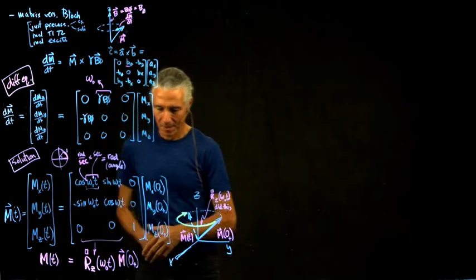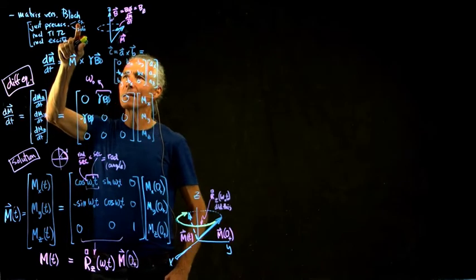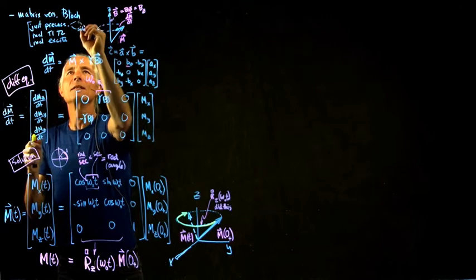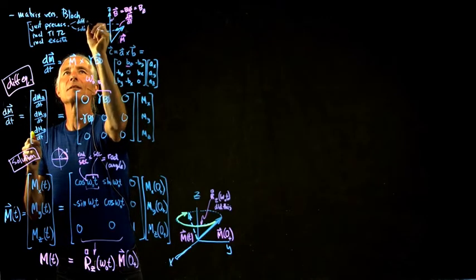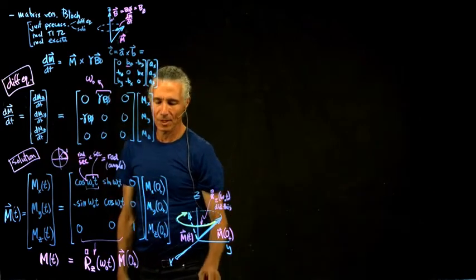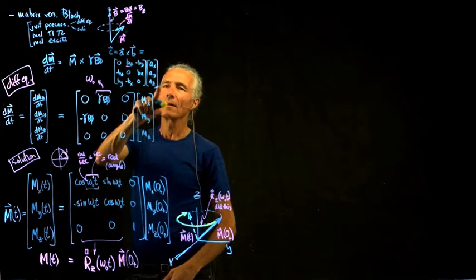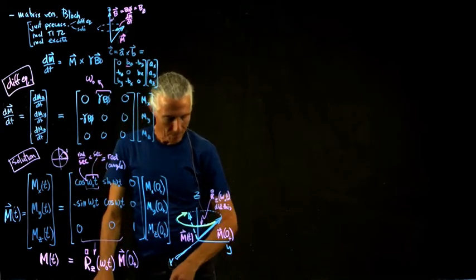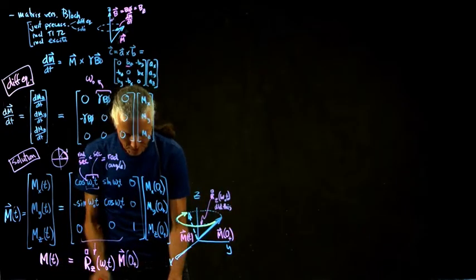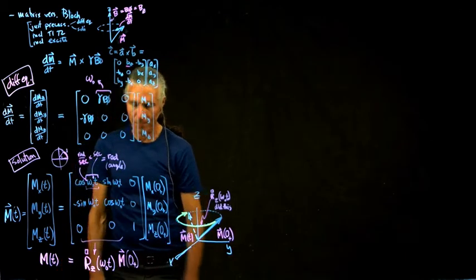Okay, so that's just precession. So that was the differential equation, and then the solution to it, written out in matrix form just for precession. So there was no relaxation in there at all.